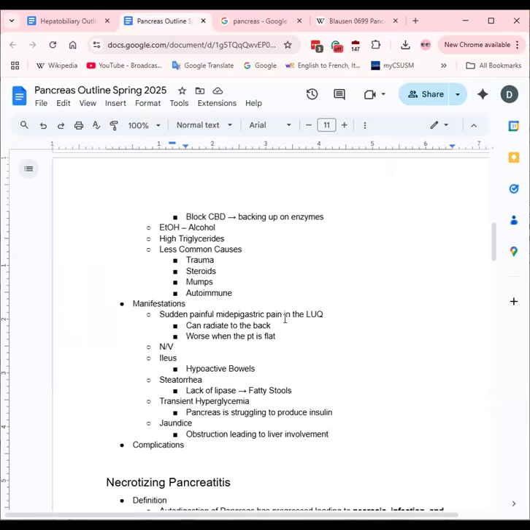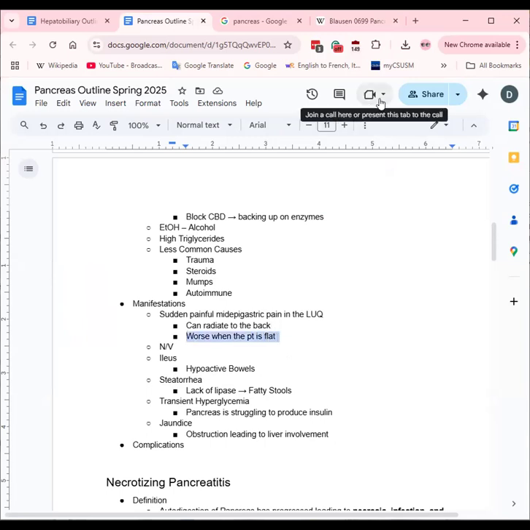Since your pancreas is in the left upper quadrant, acute pancreatitis is going to cause pain in the left upper quadrant. Some information that could be important is that it can radiate to the back, and also that it can be worse when the patient is flat.